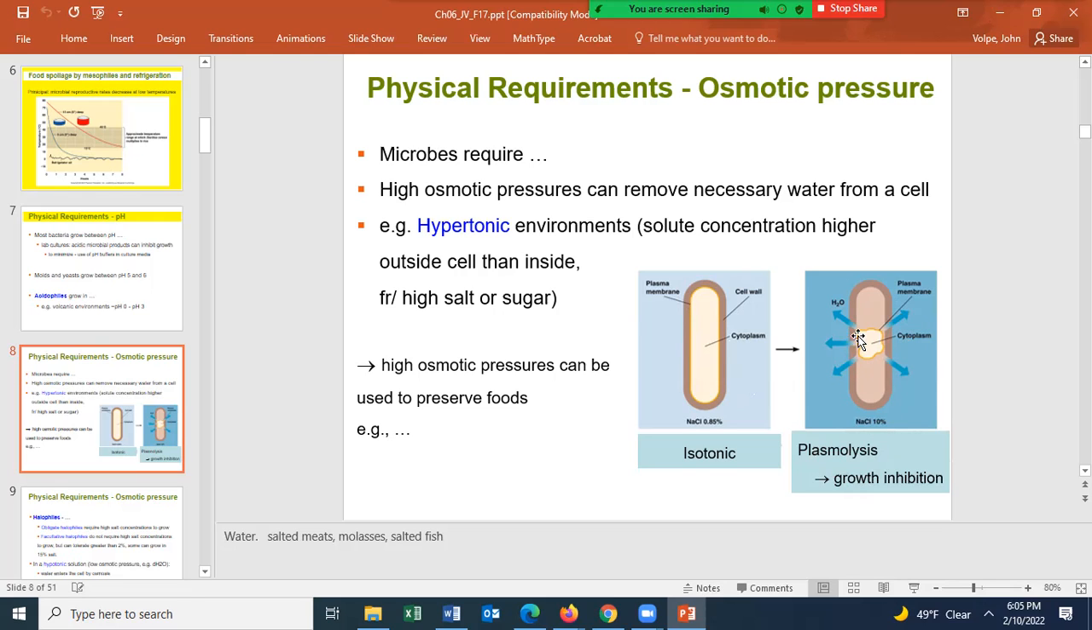High salt and high sugar concentrations can do this, and we can use this to help preserve food, like salted meat, salted fish, and molasses. Why is molasses preserved? Because if the bacteria fall in the molasses, the water leaves the cell, and then the cell cannot grow.